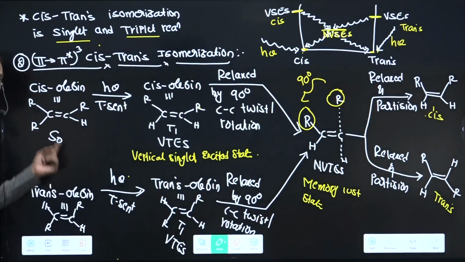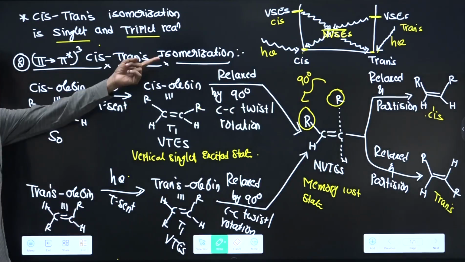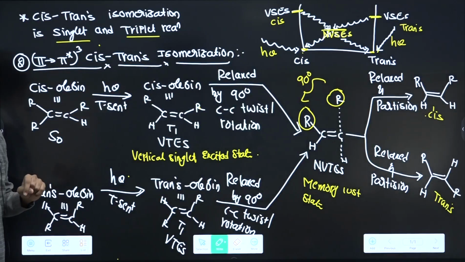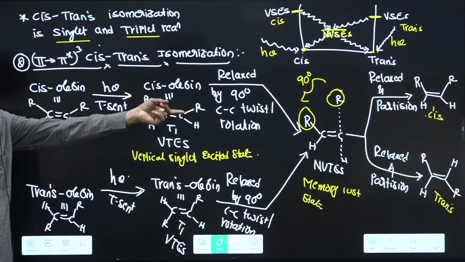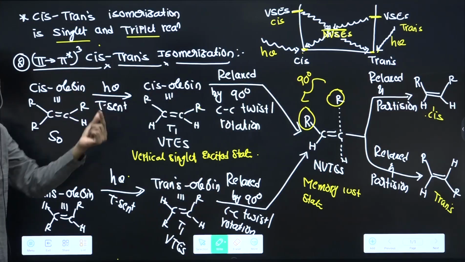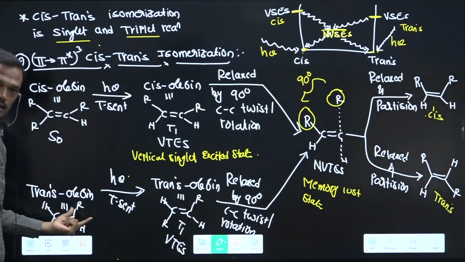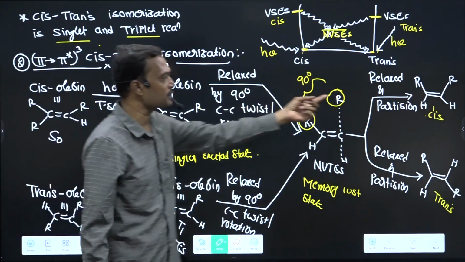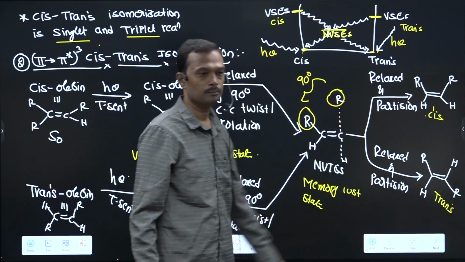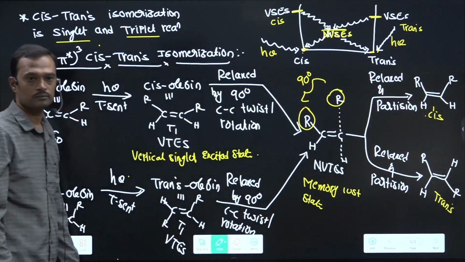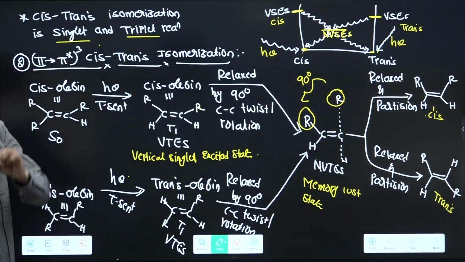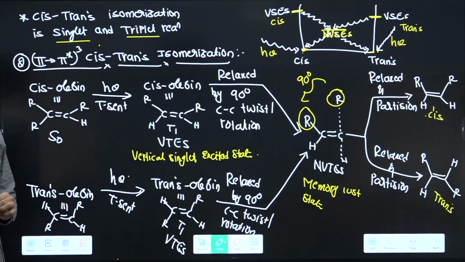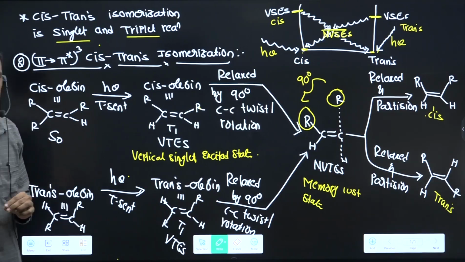Initially this is 1 gram, this is 0. Still we can prepare trans. It is 100 gram, 0. Still we can prepare trans. You can initiate the reaction with either the cis isomer or the trans isomer. Your resultant product percentage is always the same. That is called the photostationary state. It always maintains a constant composition mixture. The photostationary state is nothing but a constant composition mixture.